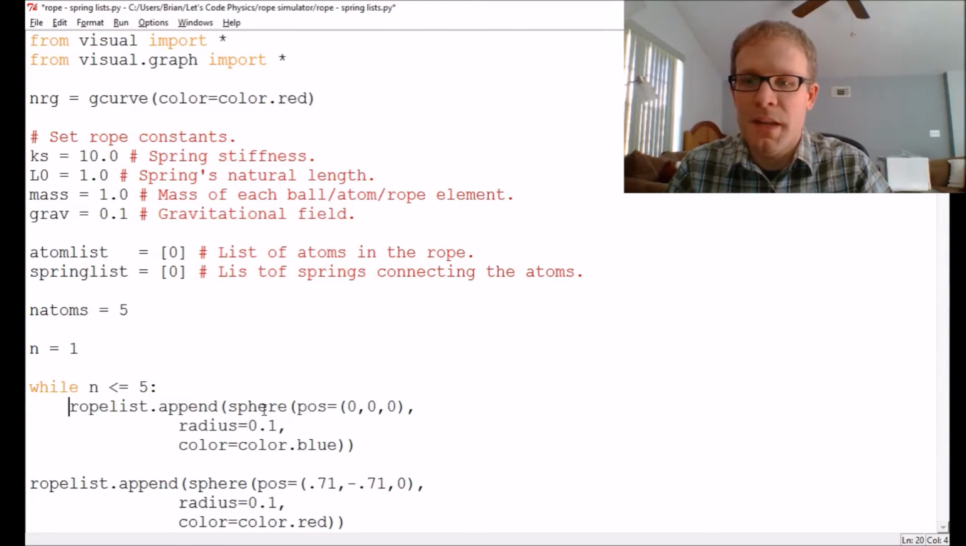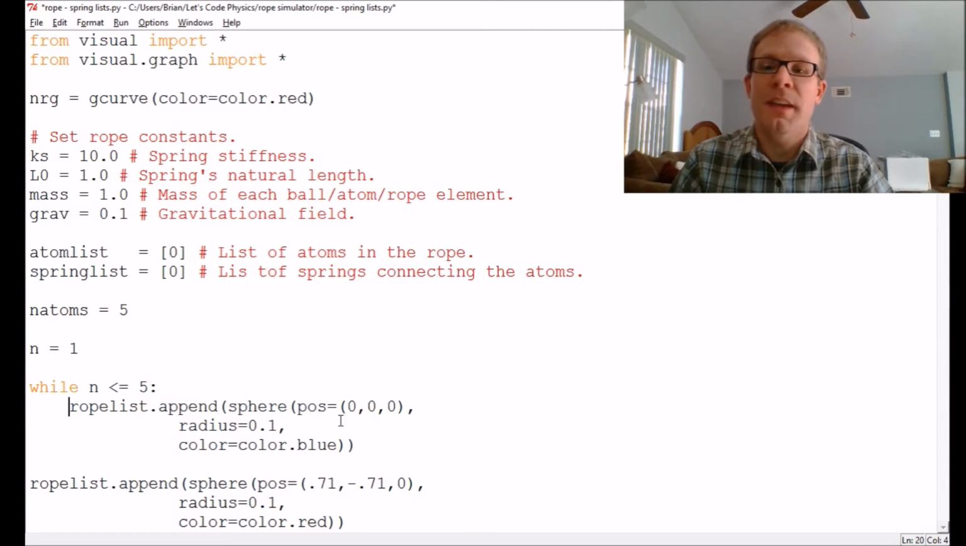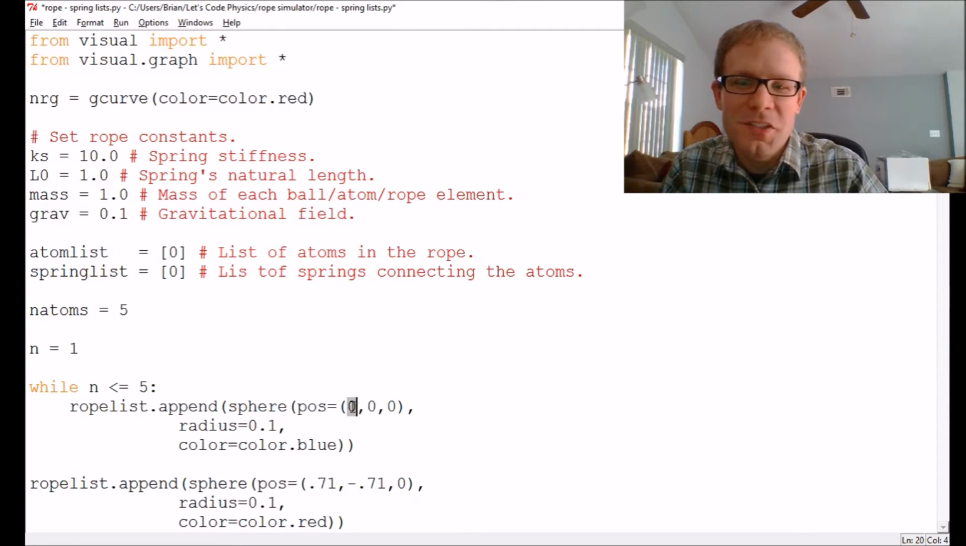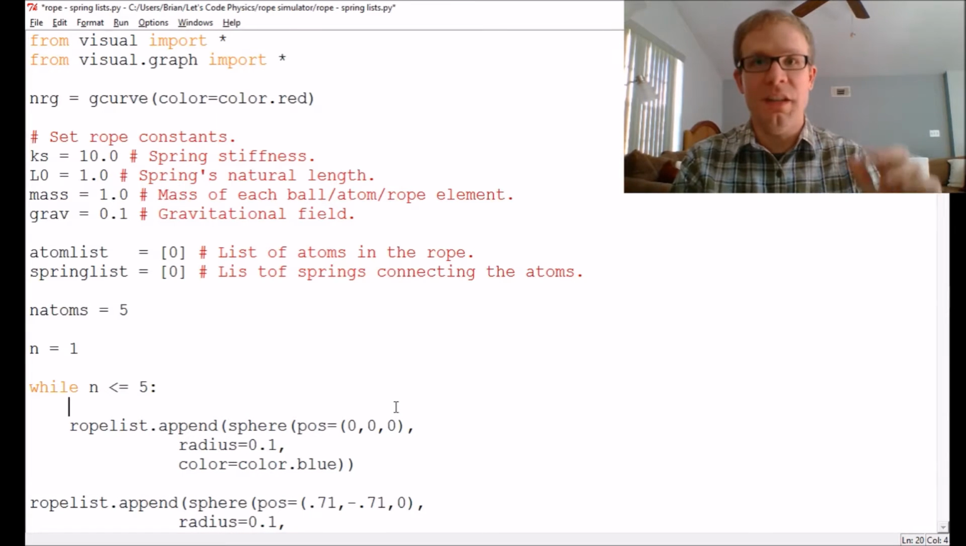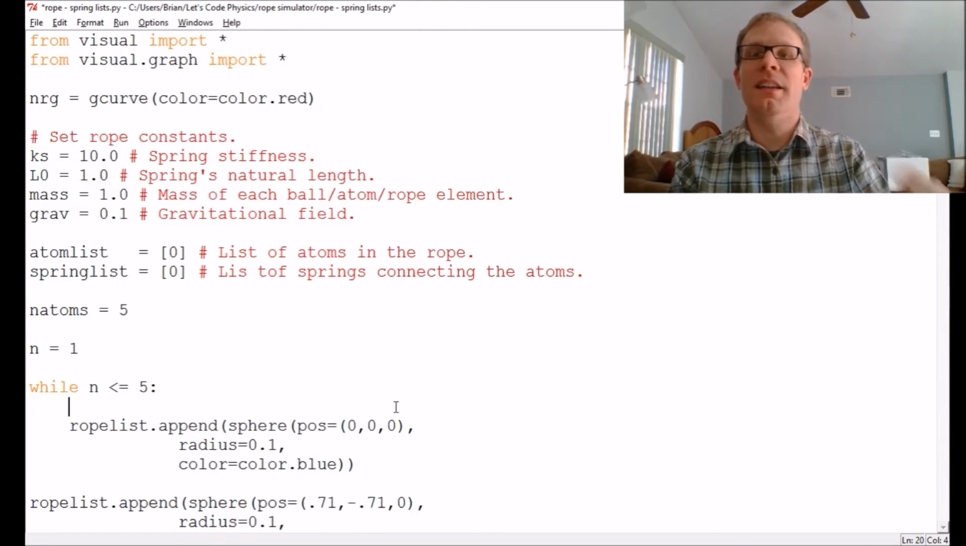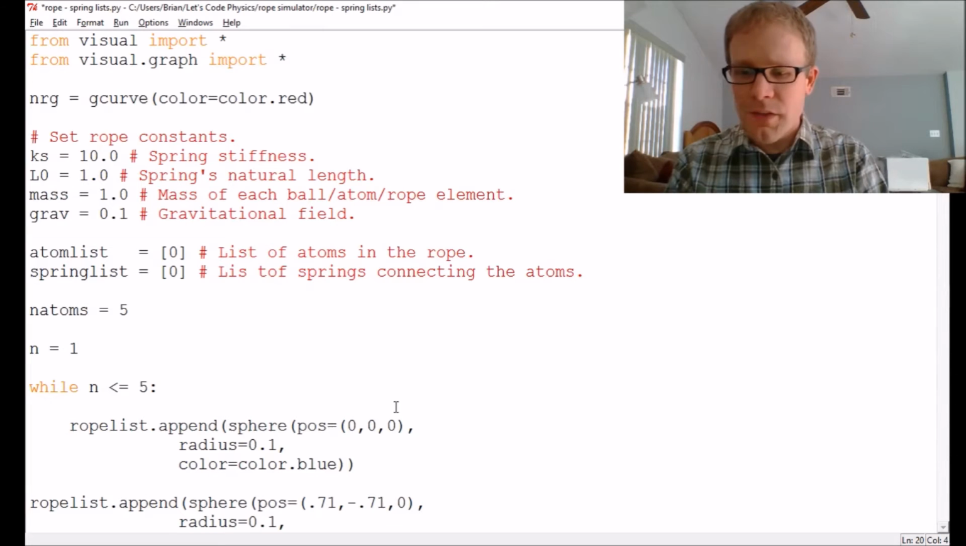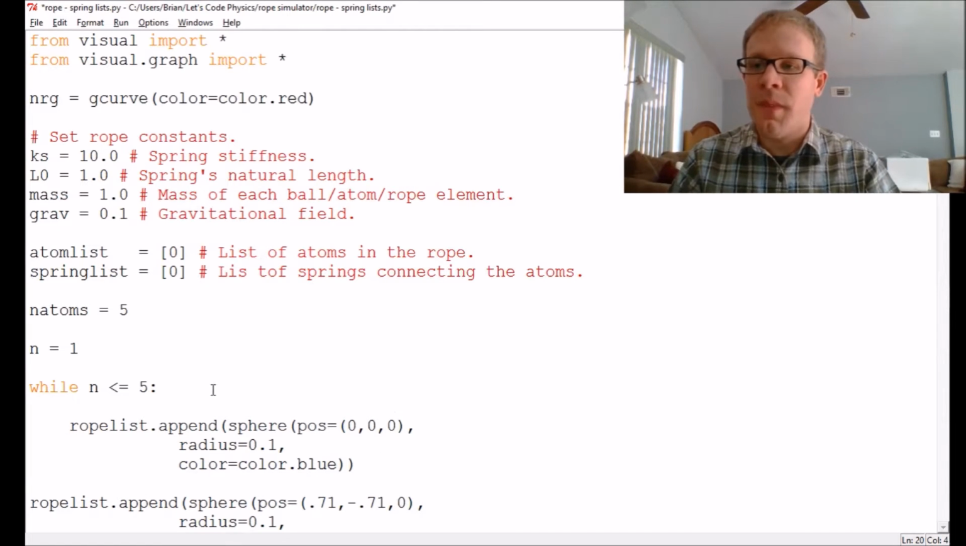Cool. And so now what I can do is say, okay, now I want you to take this atom list and append another sphere to it, append another atom to it. Except again, here I've manually created the position. I don't want those positions to all be the same, so I need a way to sort of encode the position into the loop itself. So here's what I'm going to suggest we do.